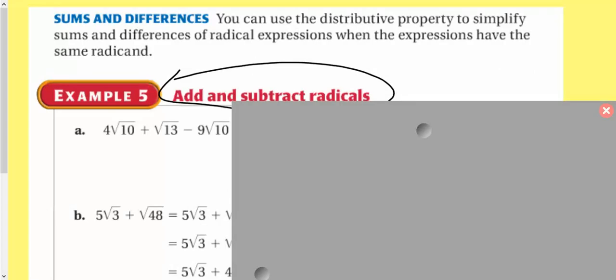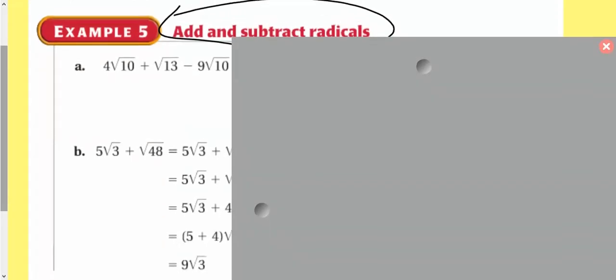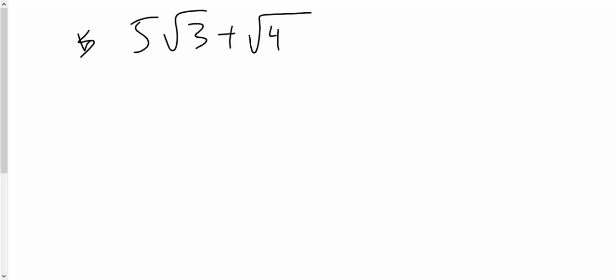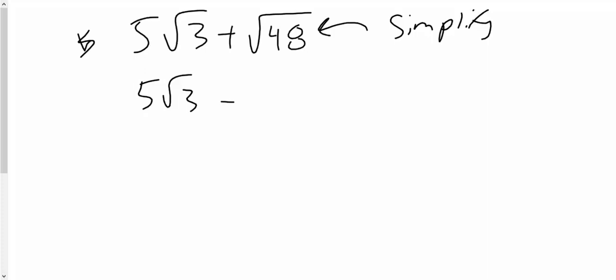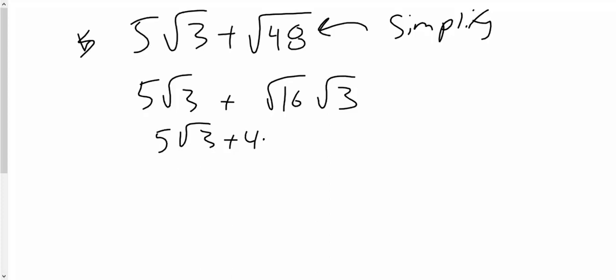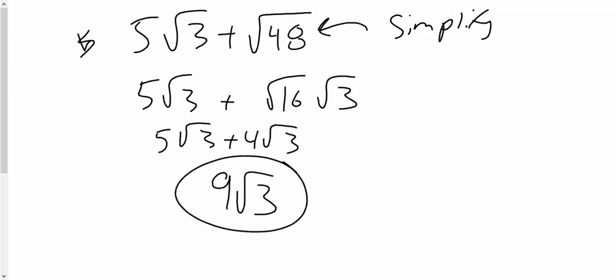Okay, we have next example, 5 root 3 plus root 48. Here's an example where you can simplify this first. So this would be an example of utilizing step number 1. So this is going to break down into root 16 root 3. So you have 5 root 3 plus 4 root 3, and altogether that's 9 root 3. So simplify, combine like terms if possible.